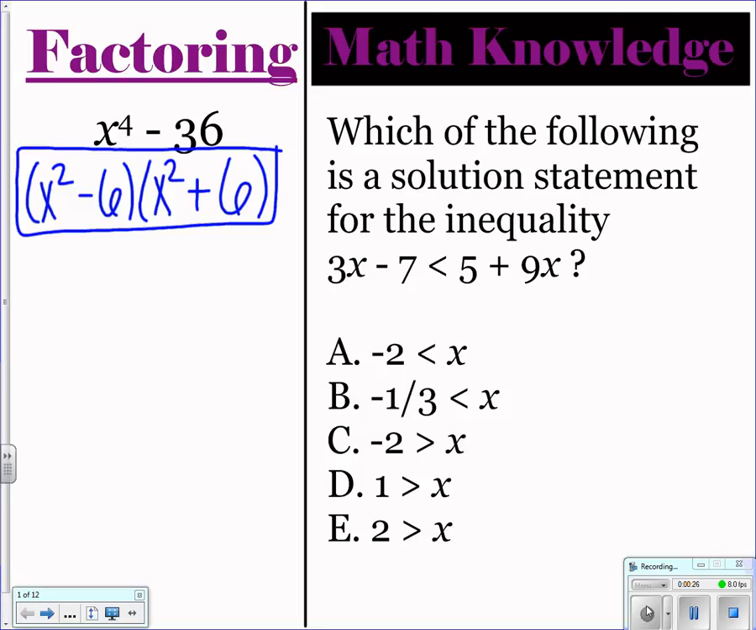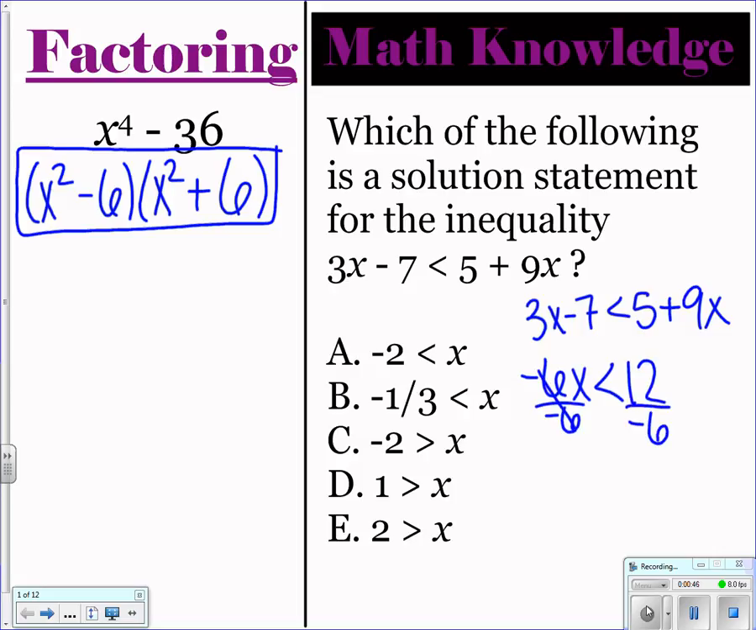For the math knowledge question, all you're going to do is solve this inequality. So I'm going to take 3x minus 7 less than 5 plus 9x, and I'm going to subtract 9x and get negative 6x, and add 7 to have 12. And then if I divide by negative 6, this sign has to switch directions, and so you have greater than negative 2. And so your answer, they wrote it with the x on the right side. So if you flip it around, your answer is going to be A.